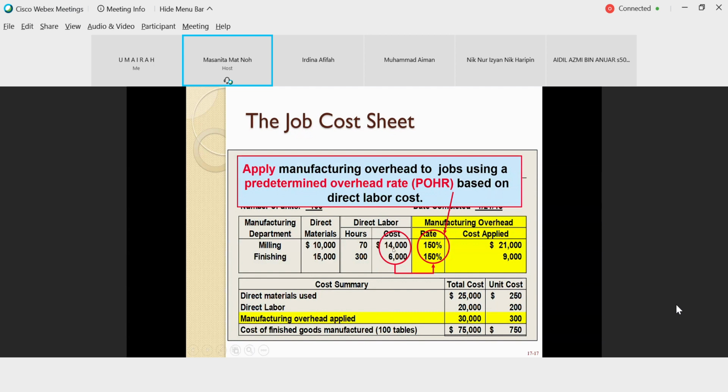So 150 daripada 100 14. So dia orang dah kira kan, direct labor cost is 14,000. Okay, so the rate is 150,000 daripada sini lah, daripada 14 plus 7, so 21 lah. Yang ini pun 6,000 dia bagi 150, so 6 plus 3, so 9,000 of manufacturing overhead cost. Okay.